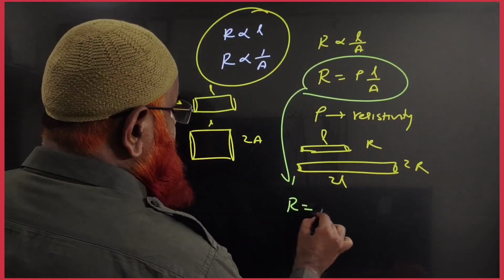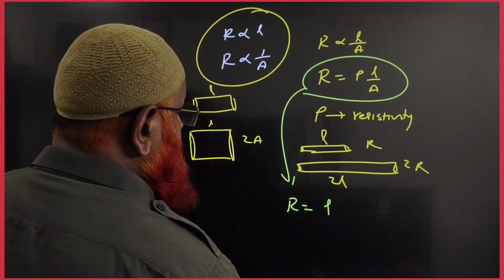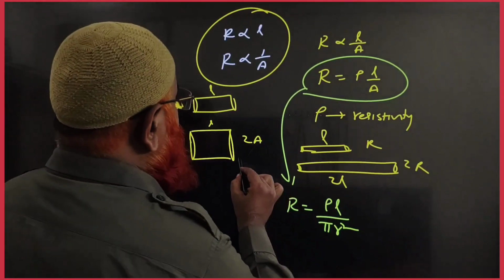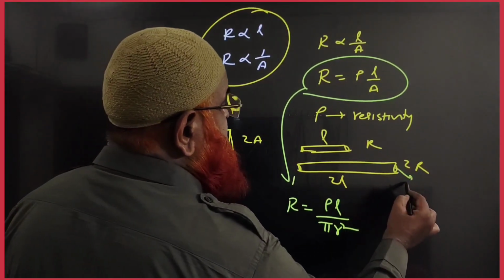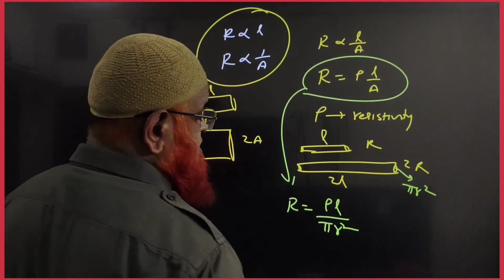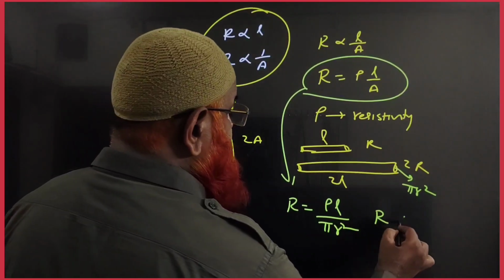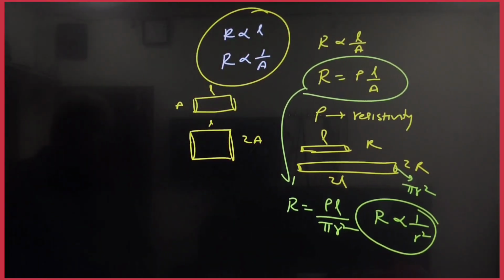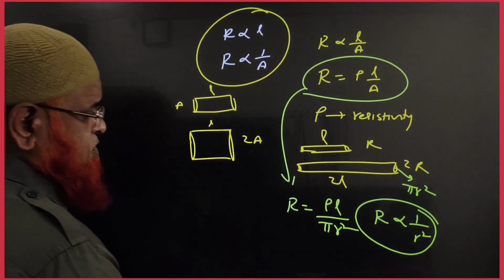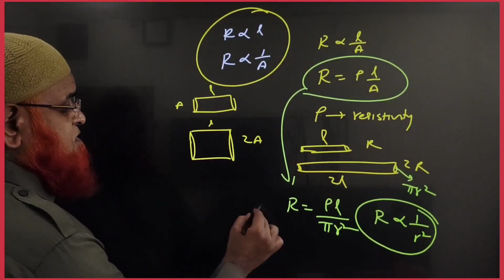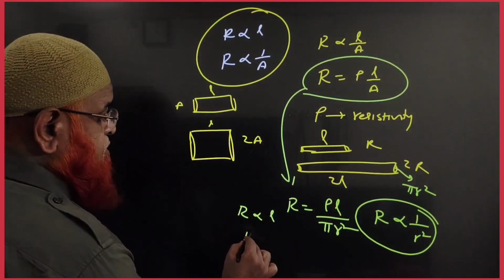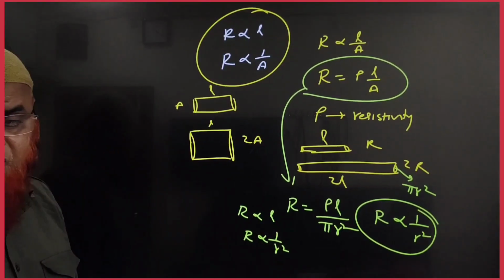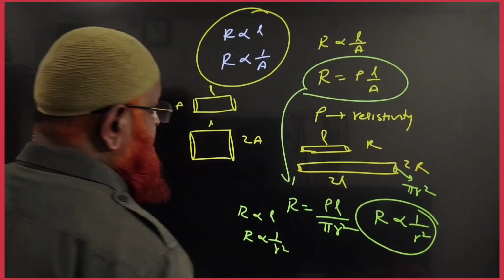What is that? R is equal to rho L by pi r square, isn't it? Because this is the cross section area of a conductor which is just like a circle, it can be taken as pi r square. From this it is understood that resistance is inversely proportional to r square, inversely proportional to radius whole square. So resistance is directly proportional to length, and resistance is inversely proportional to the square of the radius.